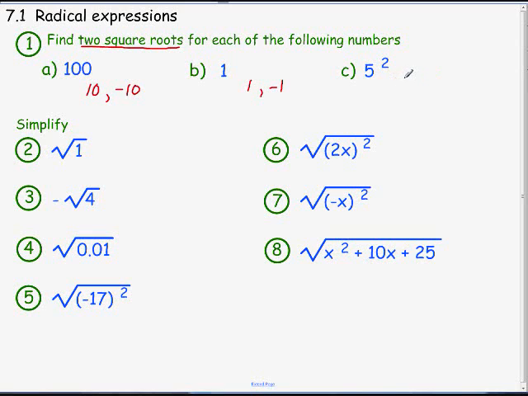How about 5 squared? 2 square roots for each of the following numbers. Okay, 5 squared is equal to 25. We have to work that out first before we can answer this question. Now, 2 square roots of this, we're going to have 5, and we're going to have negative 5.